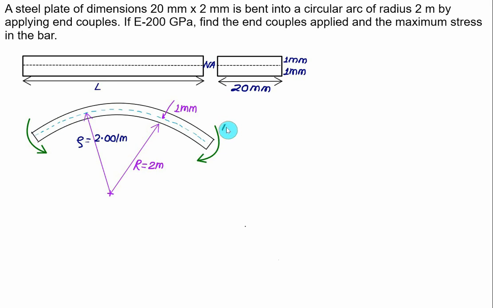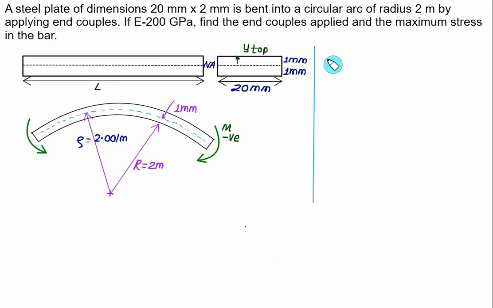Now this plate is bent because we have applied a couple here, and this is a case of hogging condition. So this will be taken as a negative value. The maximum stress is developed on the top fiber or bottom fiber, and for this one the top fiber distance y top is equal to 1 mm. Since we are given the value of Young's modulus and we know the radius of curvature, we can solve this problem by applying the flexure formula.